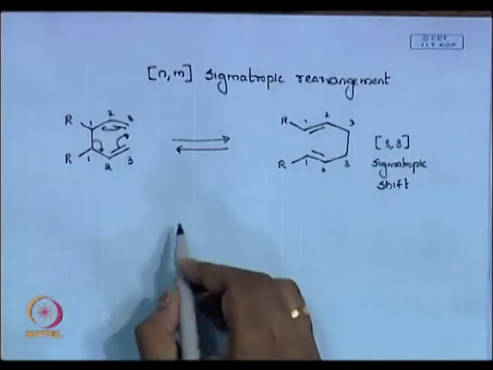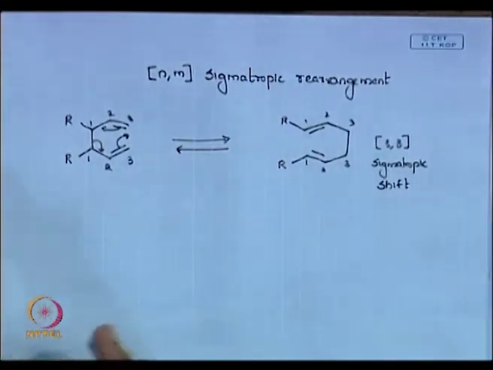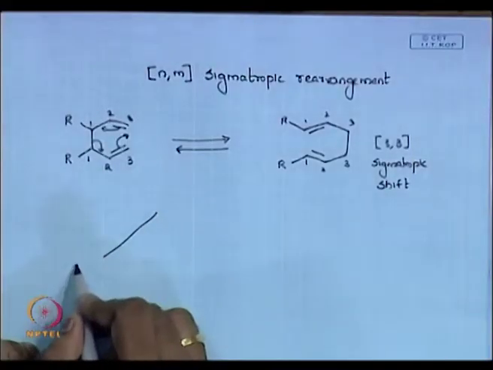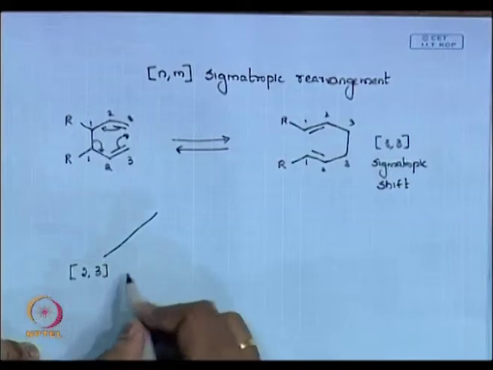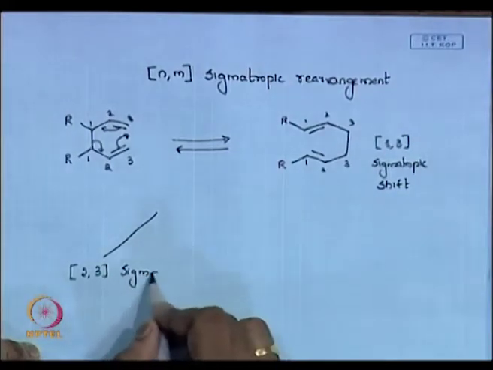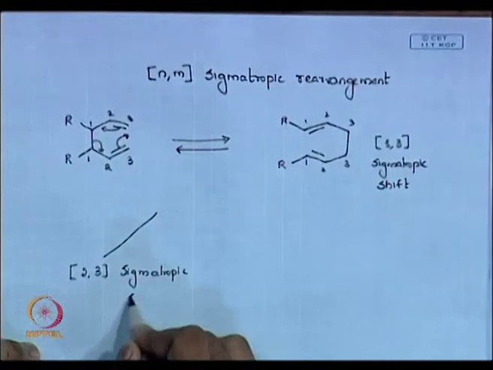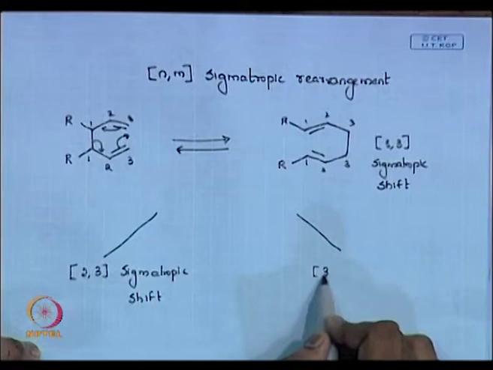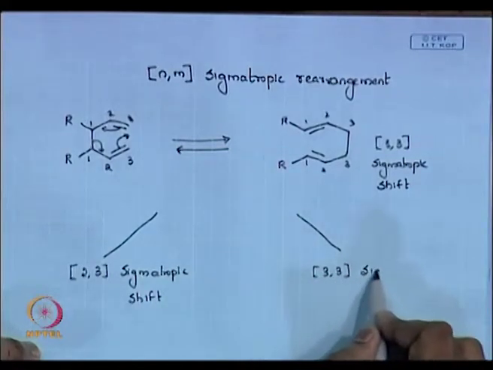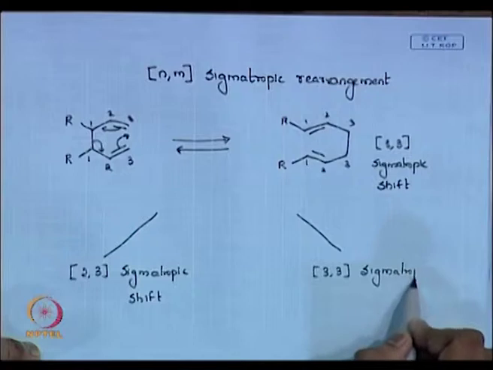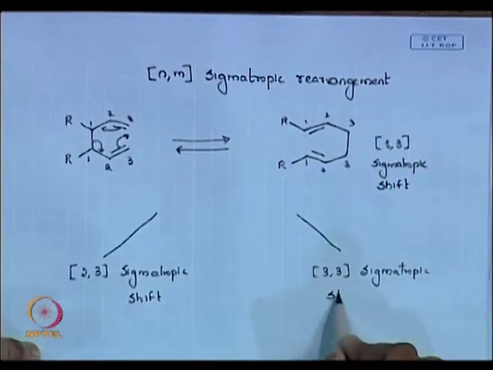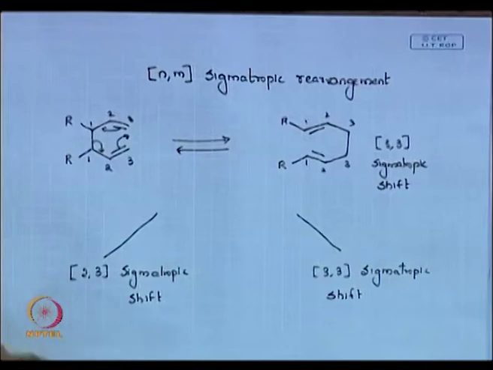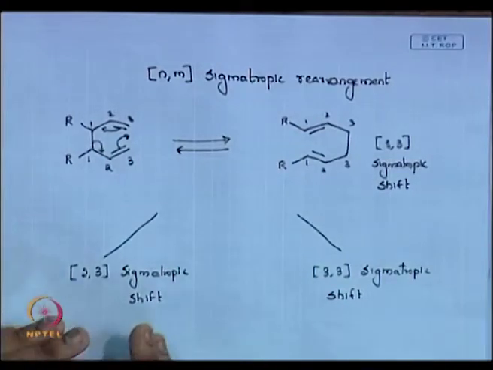So, in n comma m sigmatropic shift, we are going to concentrate mainly on two. One is your 2 comma 3 sigmatropic shift and your 3 comma 3 sigmatropic shift. Yeah, we will see a few examples on 5 comma 5 and 9 comma 9, but 2 comma 3 and 3 comma 3 we are going to cover more.